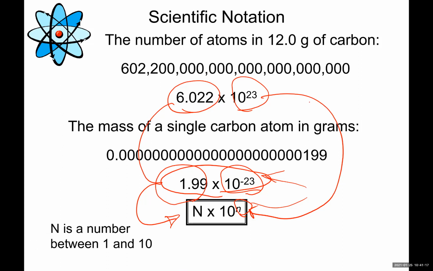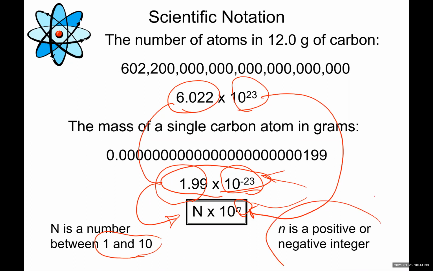So number N, uppercase N, is between 1 and 10. And the lowercase n is a positive or negative number.